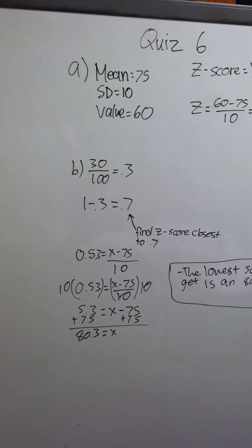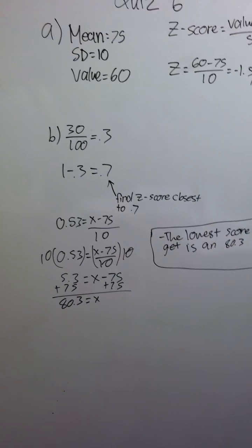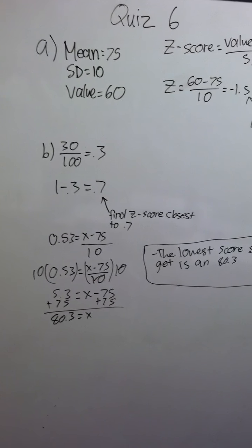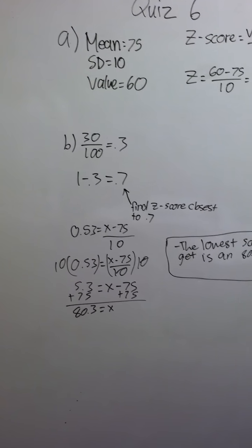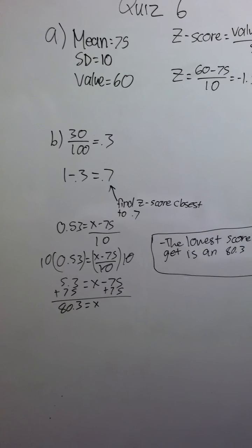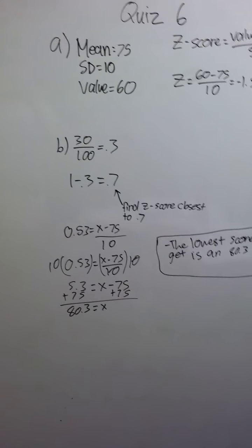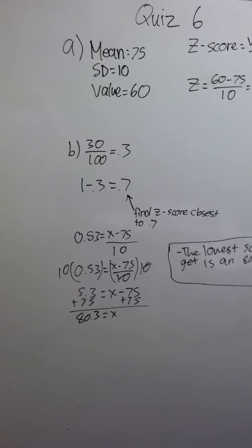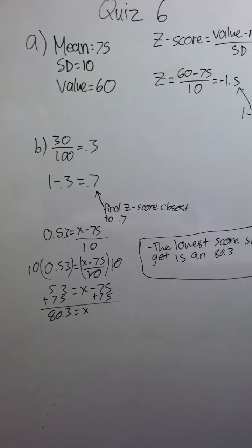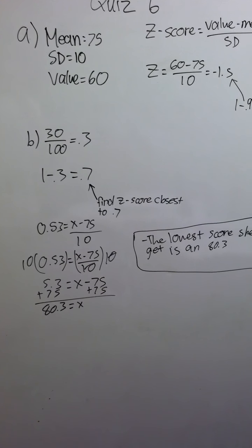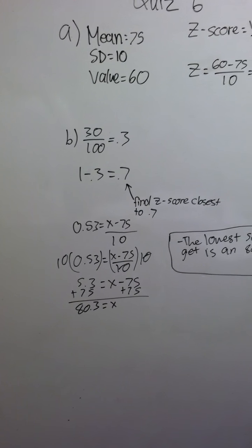In this case, we would find the proportion. So we would divide 30 by 100, which gives us 0.3. And from there, we subtract 1 minus 0.3, which gives us 0.7. And so since we have the 0.7, we find the z-score closest to 0.7. In this case, it would equal 0.53.